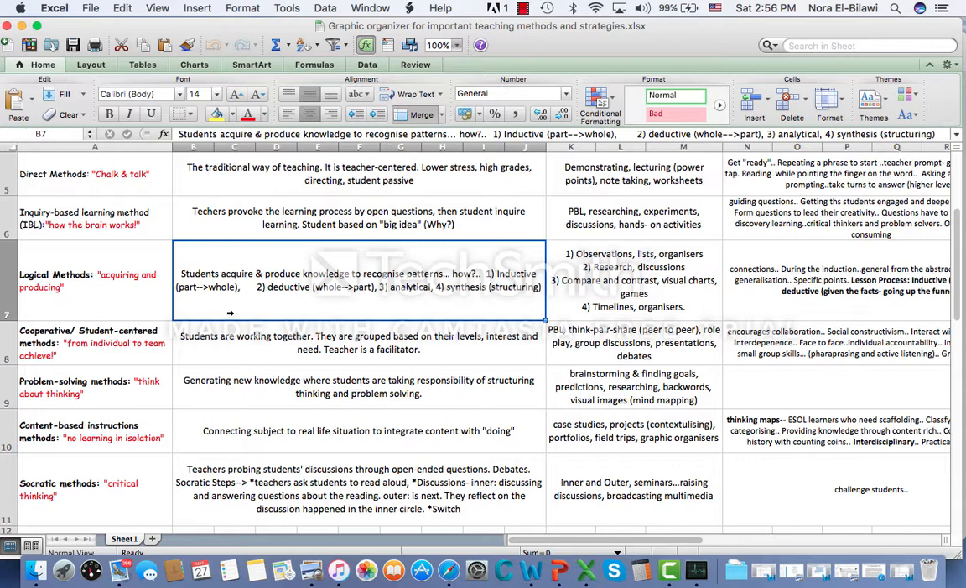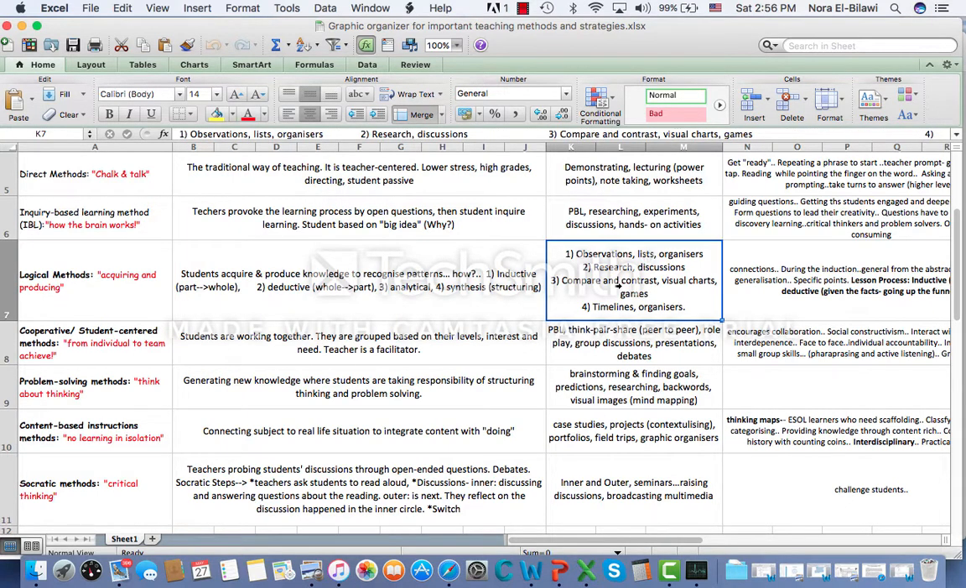You're choosing either inductive or deductive to start with, but then you're always analyzing and synthesizing throughout the process. Now, you're going to ask me, what are the strategies? How can I implement such a method? You want to implement such a method by doing more of organizers, research, discussions, observing and listing information, comparing and contrasting, providing visual charts and games, timelines. All of that is important to get the students to analyze information and synthesize it.